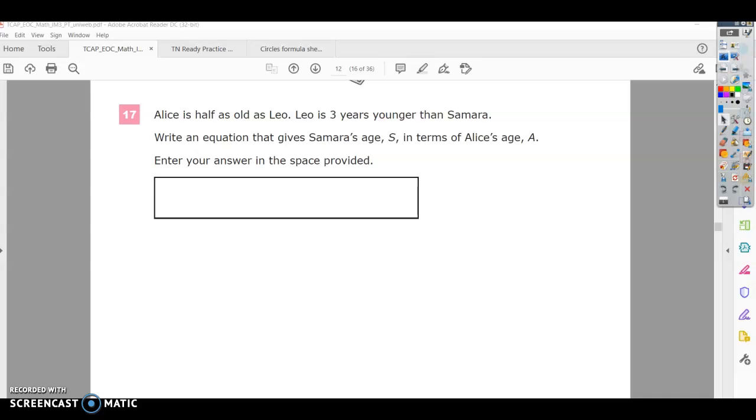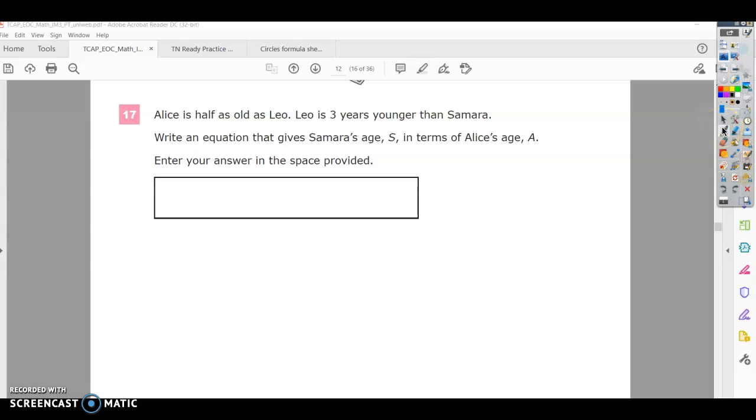All right, moving right along. Number 17 on the EOC practice test for Math 3. Alice is half as old as Leo. Leo is 3 years younger than Samara. Write an equation that gives Samara's age S in terms of Alice's age A. Enter your answer in the space provided.